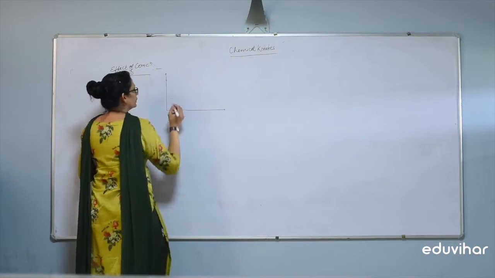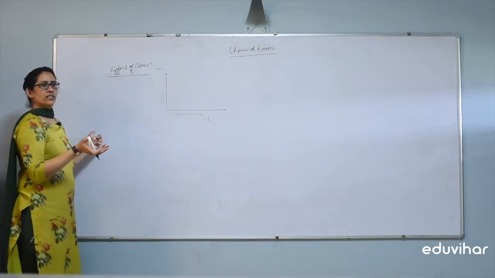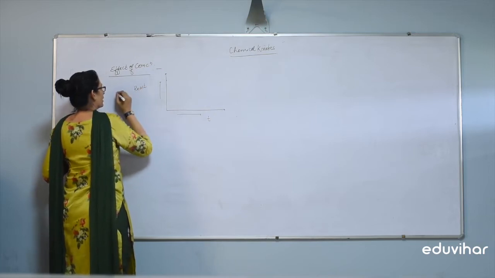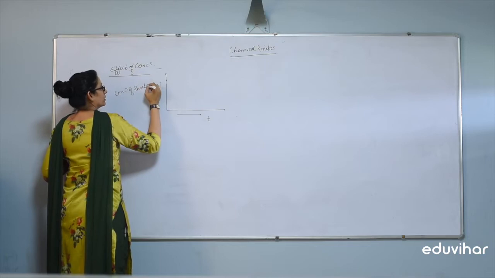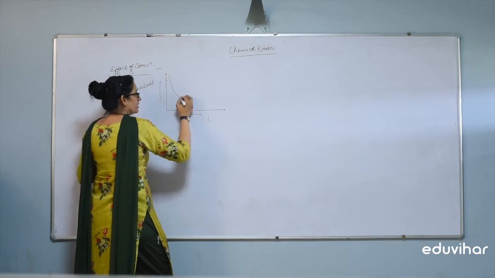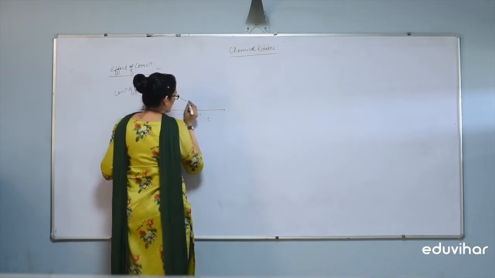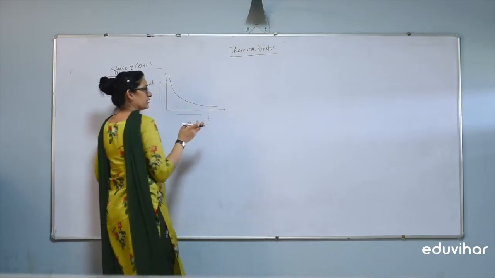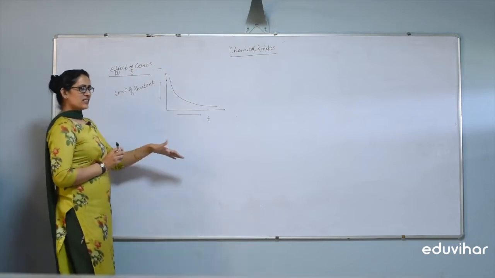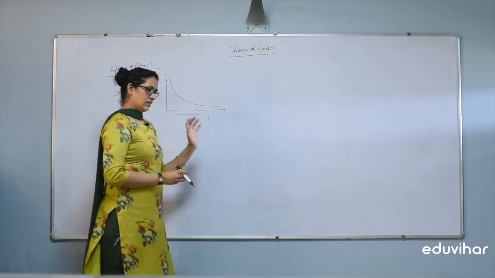If I plot a graph between reaction time, reaction progress is also known as the time period, and concentration of reactant. Then what happens? As the time increases, the concentration of reactant is going to decrease. It means as the time interval goes, the concentration of reactant decreases.